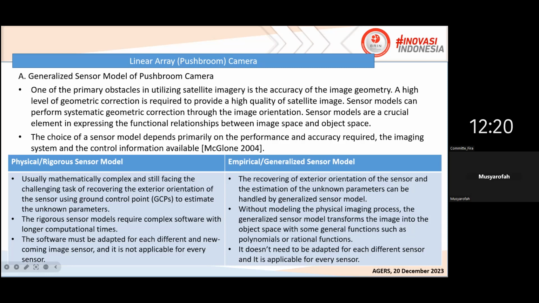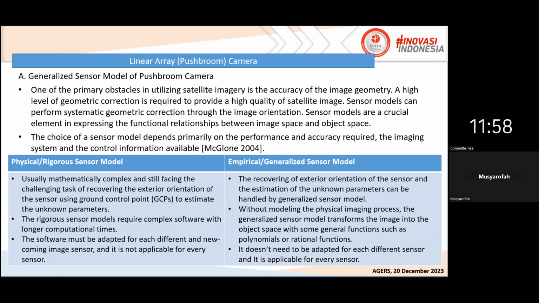The physical sensor model is usually mathematically complex and still faces the challenging task of recovering the exterior orientation of the sensor using GCPs to estimate the unknown parameters. It also requires complex software with longer computational time, and the software must be adapted for each different and incoming image sensor. It is not applicable for every sensor.